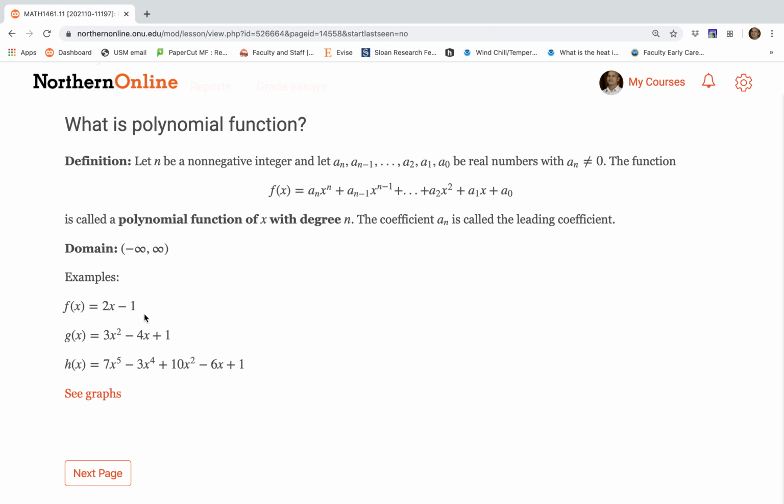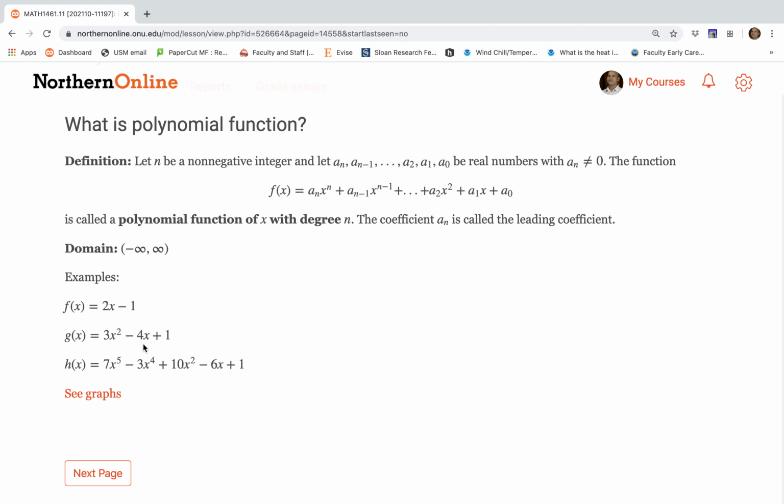Here are a few examples. You can see here we have only two terms, and the leading coefficient of this polynomial function is 2, and x to the power 1 is the highest power function appearing on this function, so that is the degree of the polynomial. So we say this is a first degree polynomial, and as you notice, this is actually just a linear function. That's also what we can call it.